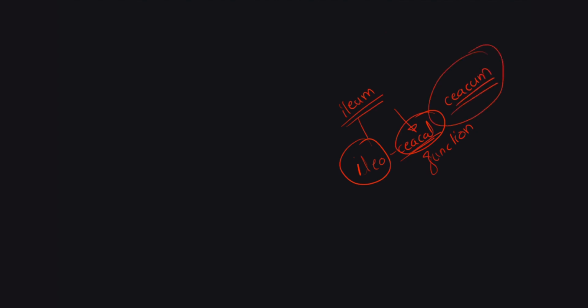ileocecal junction. Now, what is the ileocecal junction? Ileum, or the ileo part here, refers to this part of the small intestine known as the ileum. So it starts from the ileum and the cecal joint. We're going to be looking at what is the cecum, C-A-E-C-U-M. What's the cecum? Cecum is a part of the large intestinal tract that we're going to be looking at now.